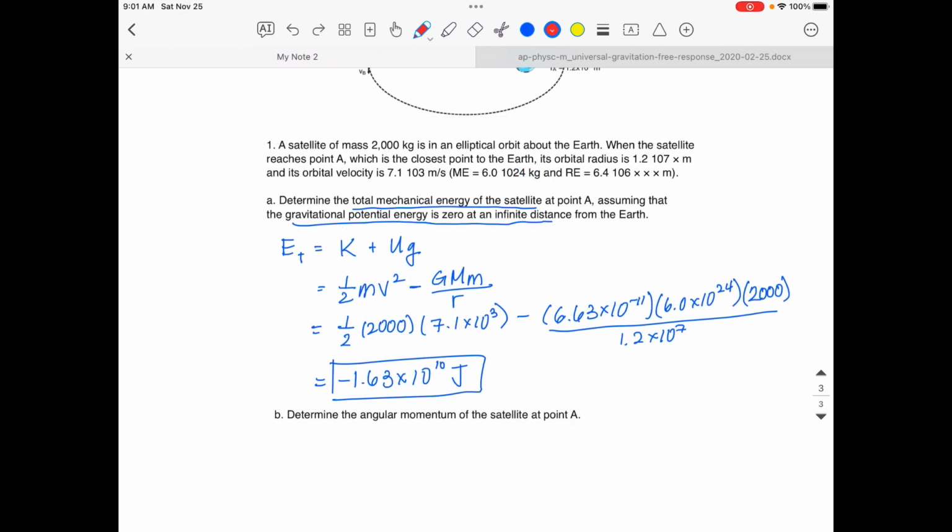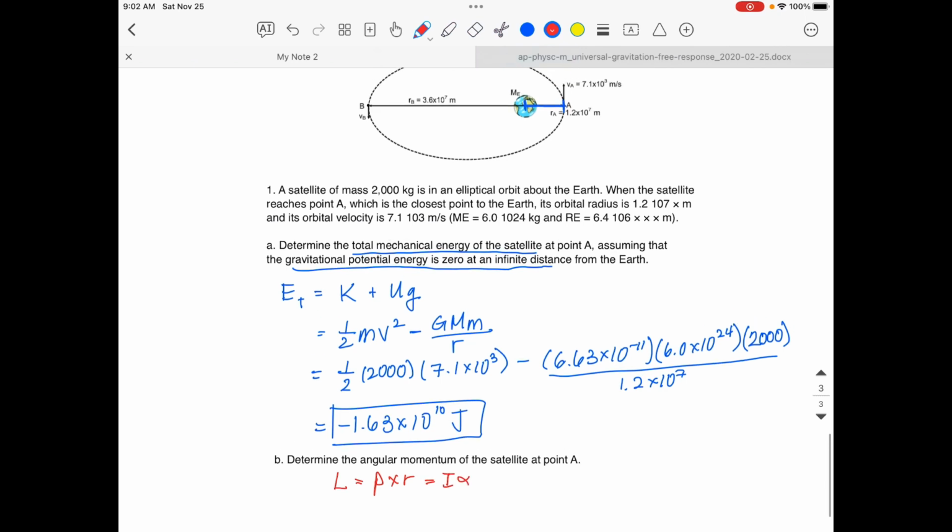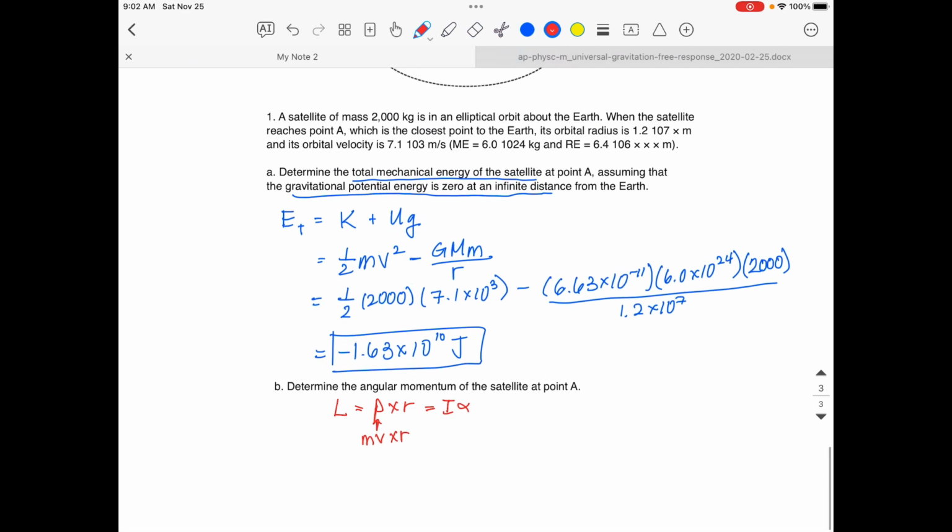For part D, we're determining the angular momentum of the satellite. The equation we have for angular momentum, which is represented by capital L, is momentum cross radius, or inertia alpha. And so in this scenario, we're not given the inertia. We do know the acceleration due to gravity, but what we do have is mass and velocity, and we have the radius. And we can see here at this position, the radius and the velocity are perpendicular, and so we can just use mv times r.